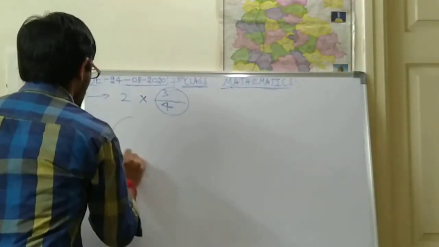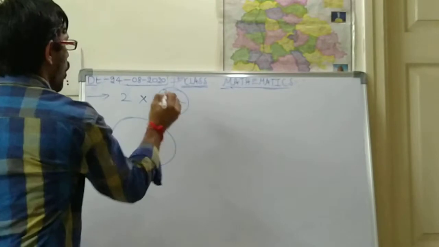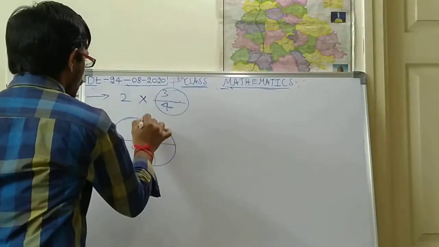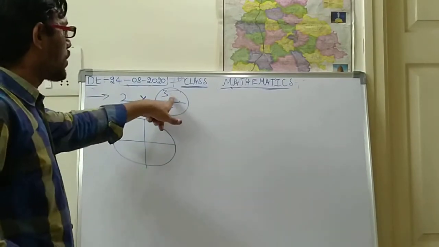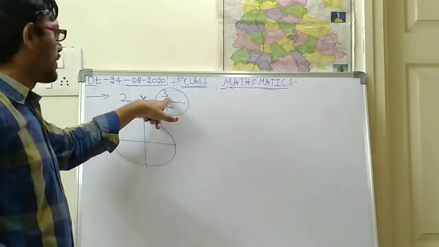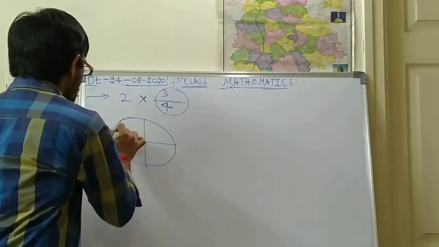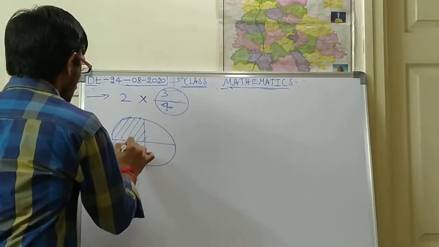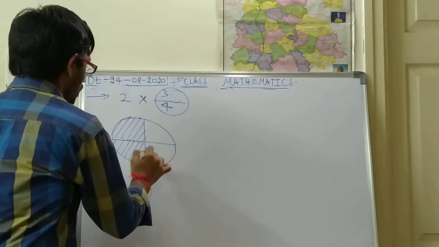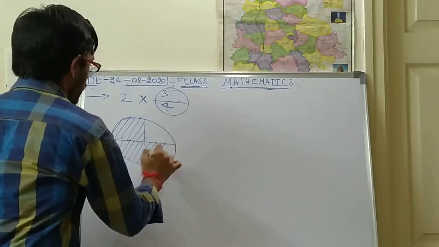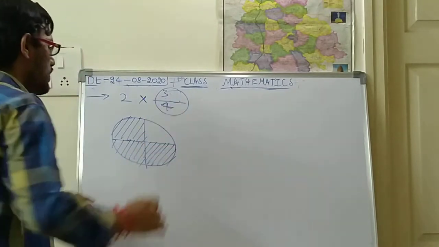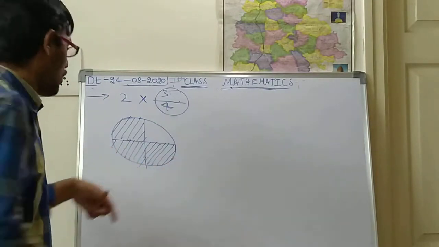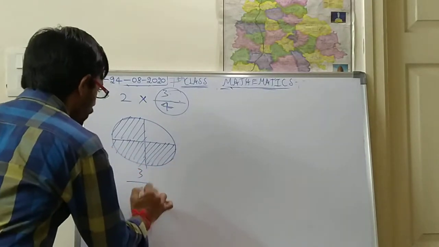Okay, we shall take the circles. In one circle, how many parts do we have to take? 4 parts. In these 4 parts, how many parts have been selected? 3 parts have been shaded. So 3 by 4 means like this. I am shading 3 parts. Next. Like this I have shaded 3 parts. So this is 3 by 4 part.